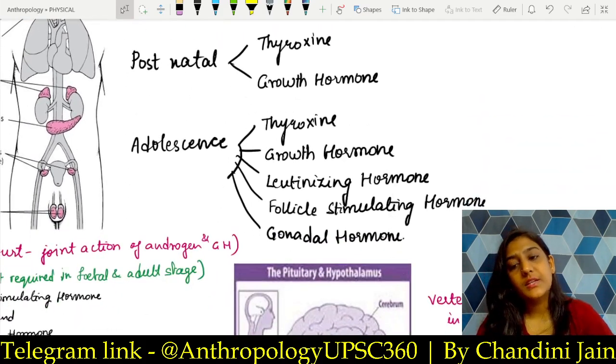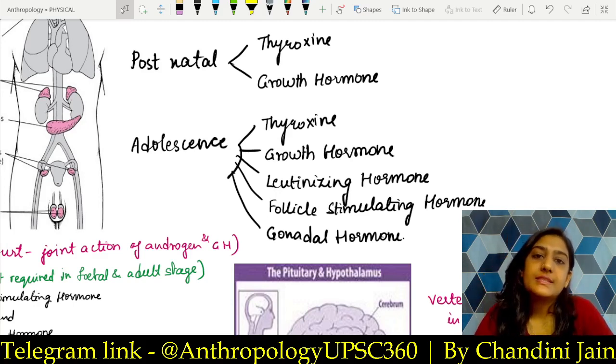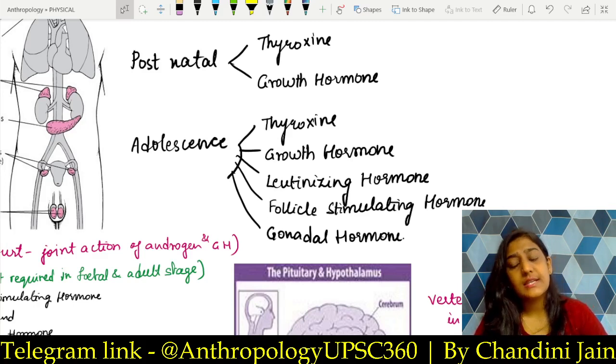And in the adolescent period, when the growth spurt happens, multiple hormones are generated. That is why there are a lot of hormonal changes happening which cause the mood swings in teenagers in the adolescent period. This is because a lot of hormones are at play, right? Namely thyroxine and growth hormone from the postnatal stage. The important ones that bring secondary sexual characteristics and make the individual hit puberty are LH, that is luteinizing hormone, follicle stimulating hormone and gonadal hormone. These are the hormones that play a major role in your adolescent period, right?